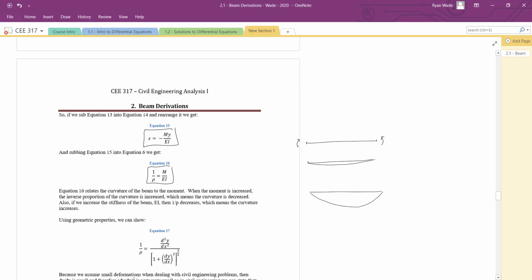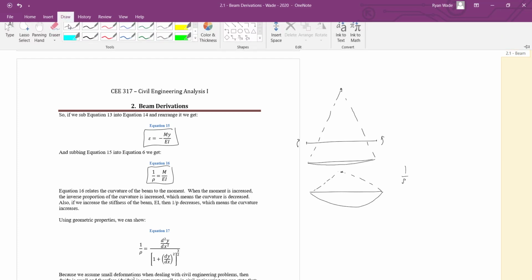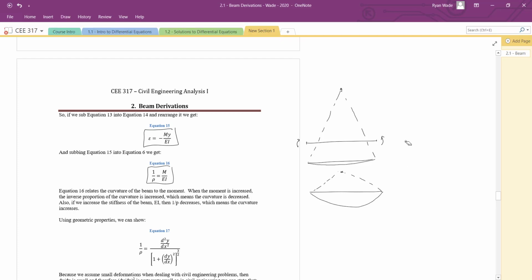If we look at where the origin is, if the origin is up here, it's way up here, right? The origin is going to get longer with smaller moments. As we increase the moment, the origin is actually going to get smaller. So the inverse of the proportion of the curvature is actually going to increase. So that's all that's saying.